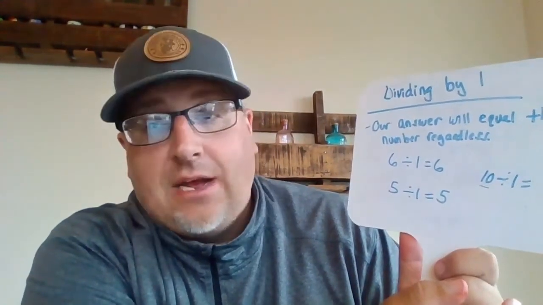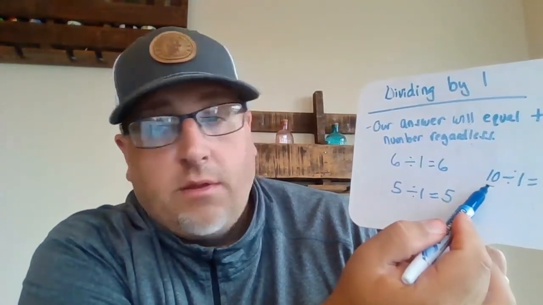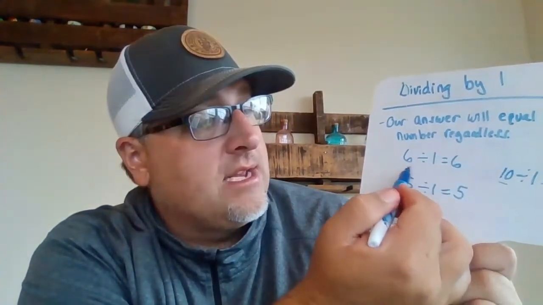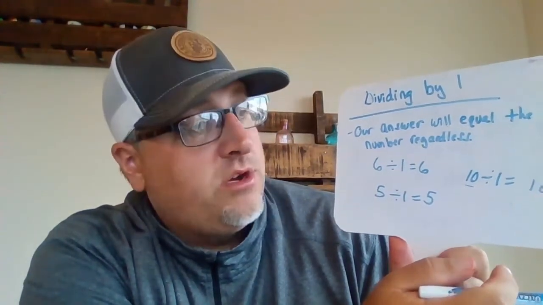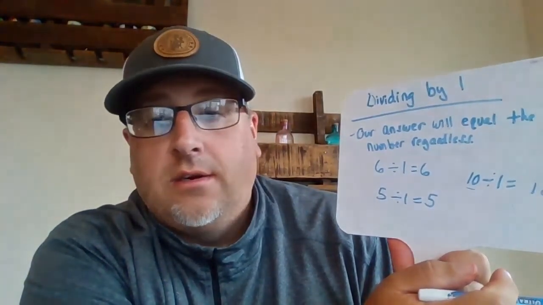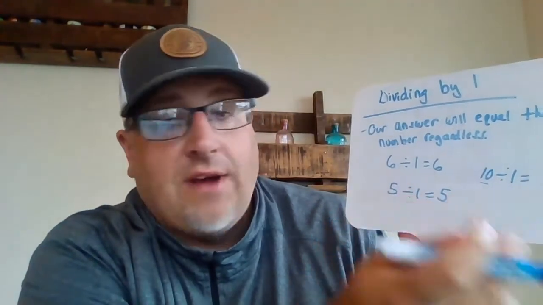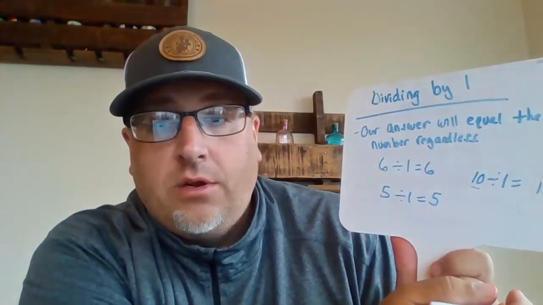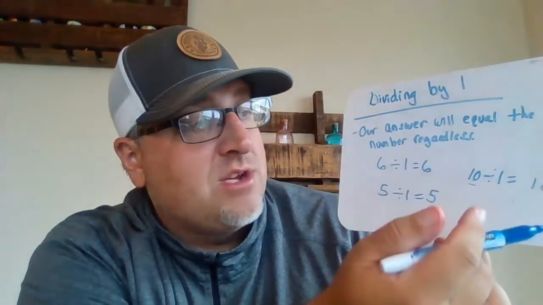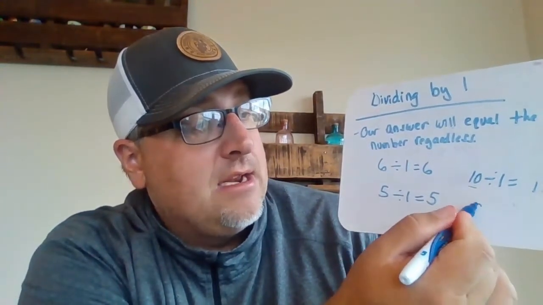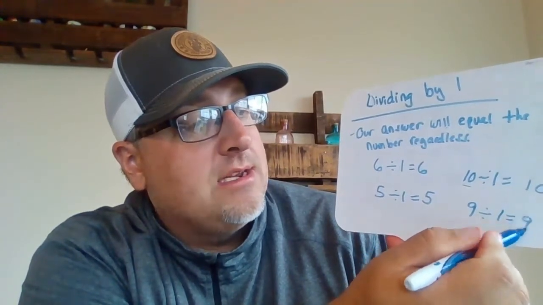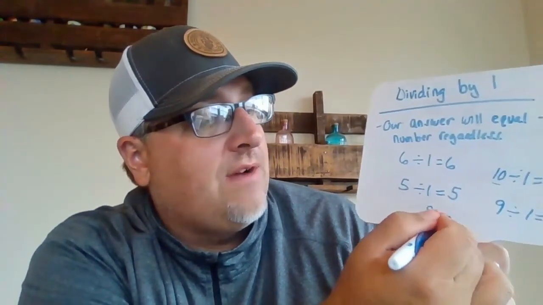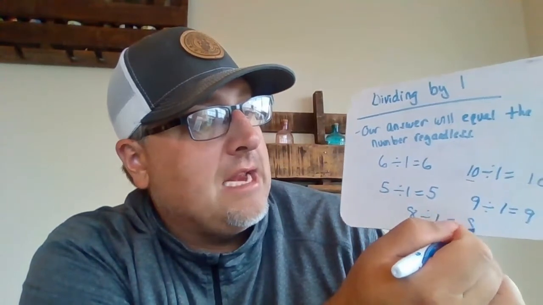Anything divided by 1 is going to be our number right here, no matter what it is. If you had 6 and you divided it by 1, you're going to have 6. You have 5 items, you divide it by 1, you're going to have 5. 9 divided by 1 is 9. I could sit here all day. 8 divided by 1 is 8.